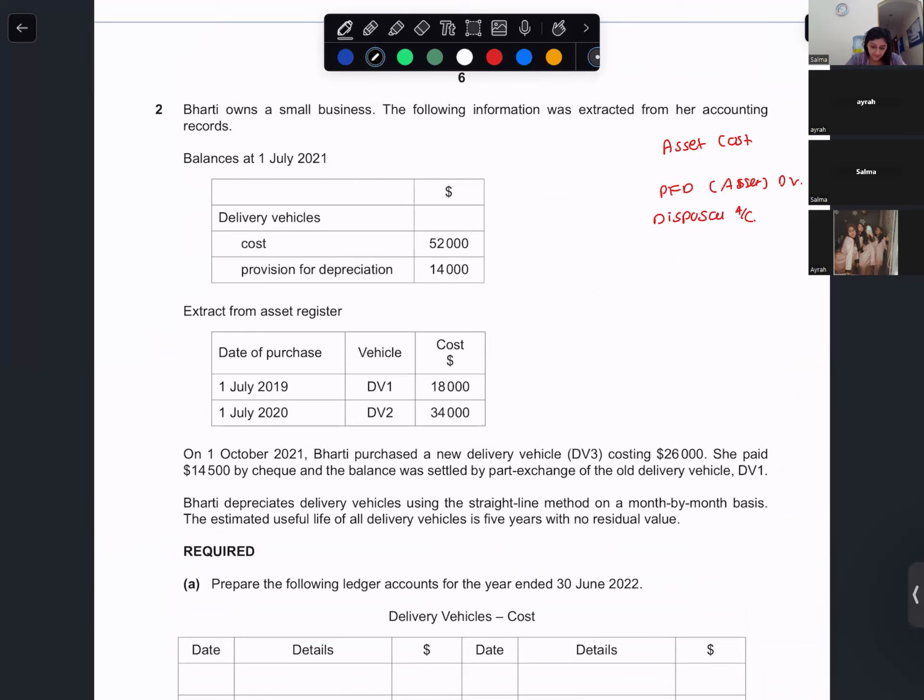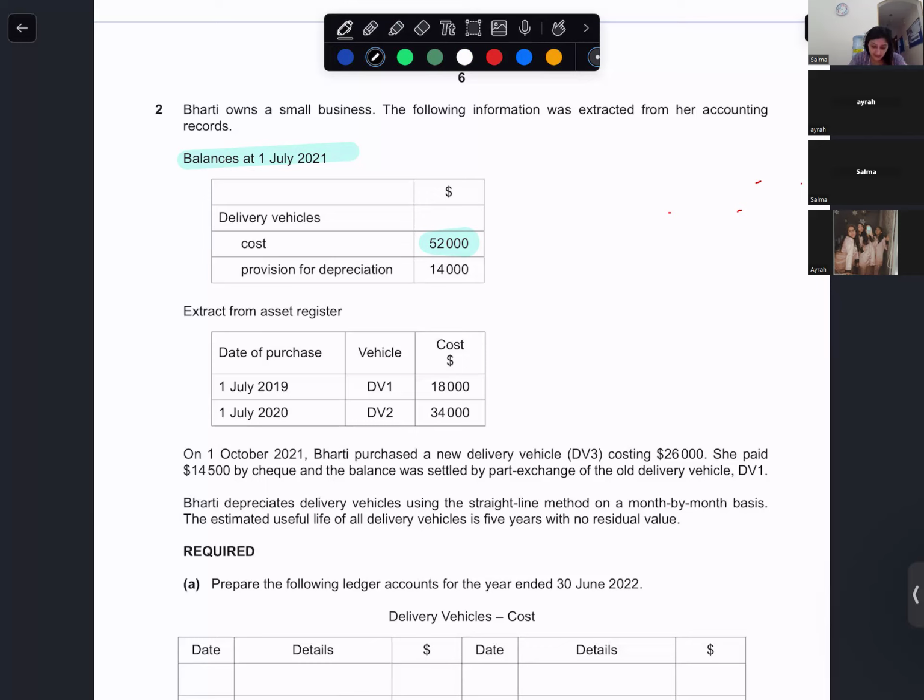Bharti owns a small business. The following information was extracted from her accounting records. On 1st October 2021, Bharti purchased a new delivery vehicle costing $26,000. Wait. And another thing over here is whenever you're doing a sum of depreciation, the start of the year and end of the year is very important for you because this is month by month basis.